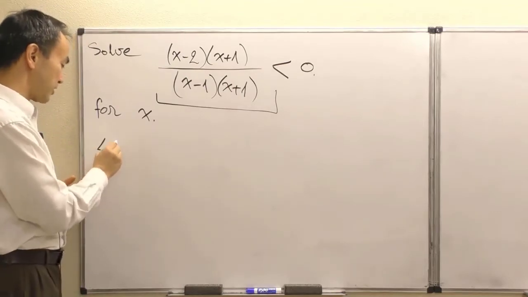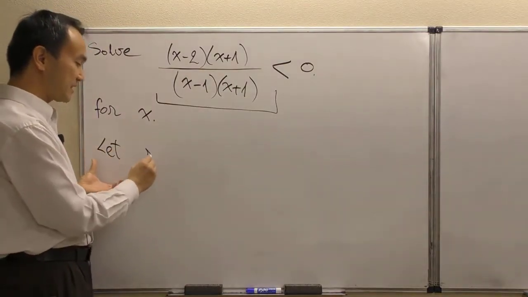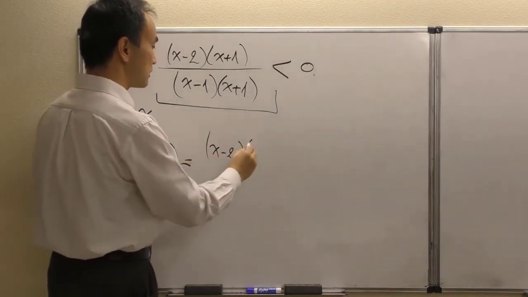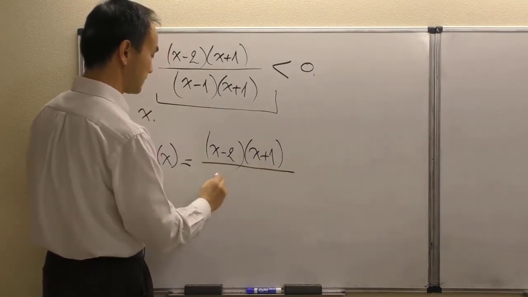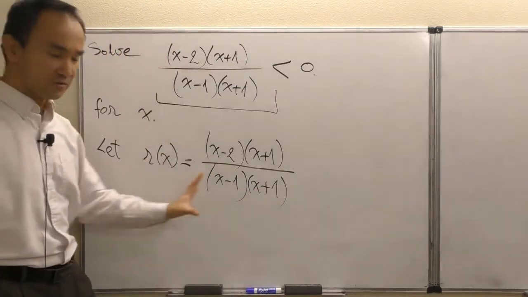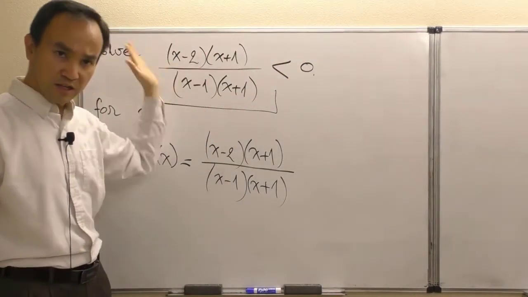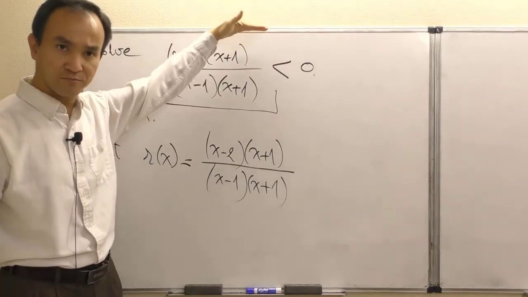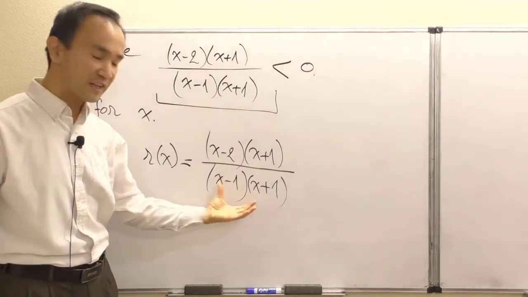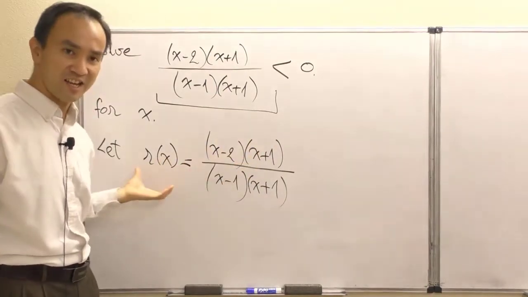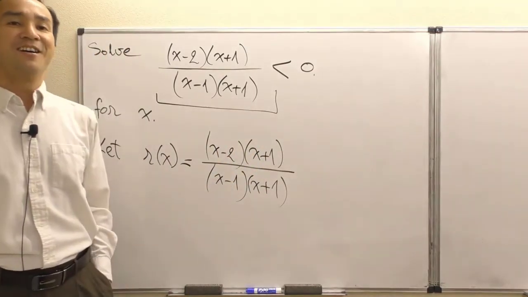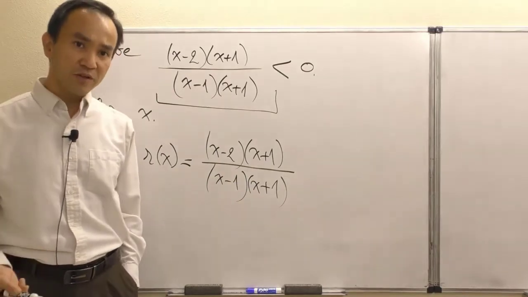Now we're going to observe. I can let a rational function R of x be x minus 2 times x plus 1 over x minus 1 times x plus 1. Again, this is just observation. Yes, the whole thing is an inequality, but what I noticed after observing it is that the left-hand side is a rational function, and that's why I define a rational function being the left-hand side. That's the first observation we've done right there.